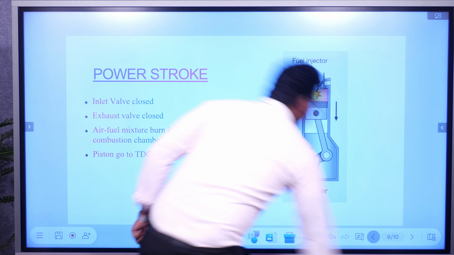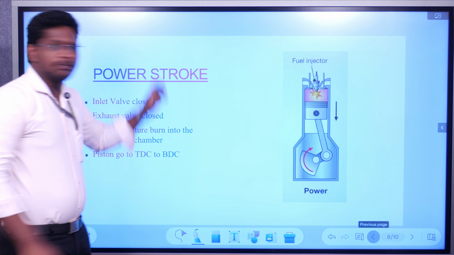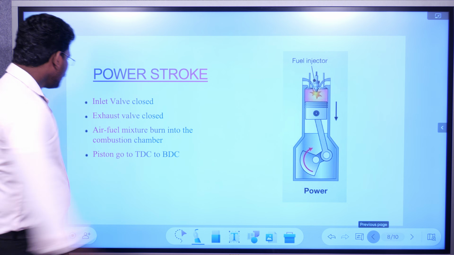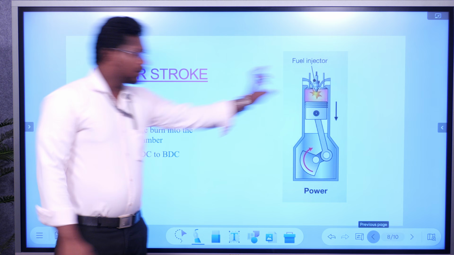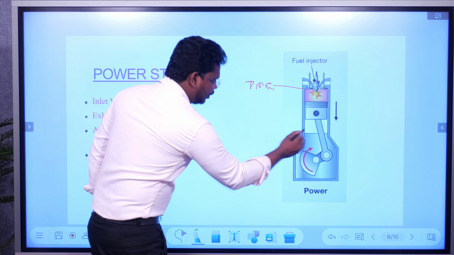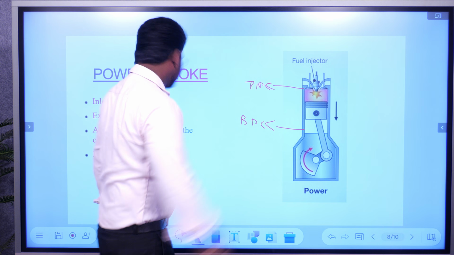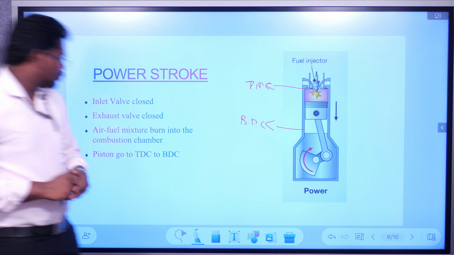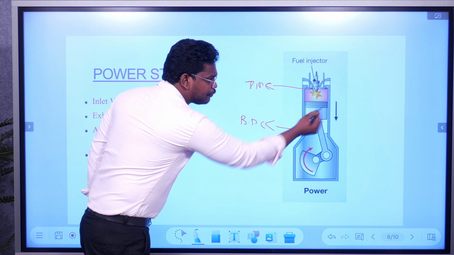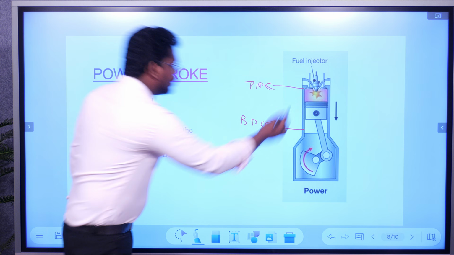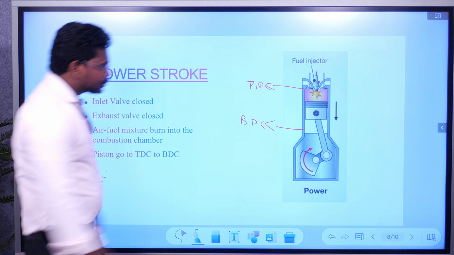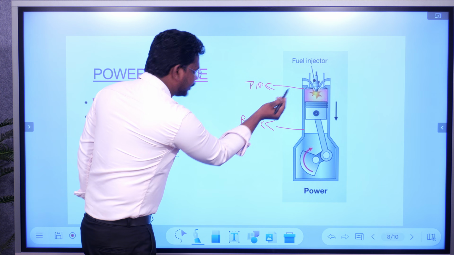Next, the third stroke, the power stroke, the most important stroke. The inlet valve is closed and the exhaust valve is closed. Same positions, TDC and BDC. The air fuel mixture burns in the combustion chamber. Next, fourth point, the piston goes from TDC to BDC.